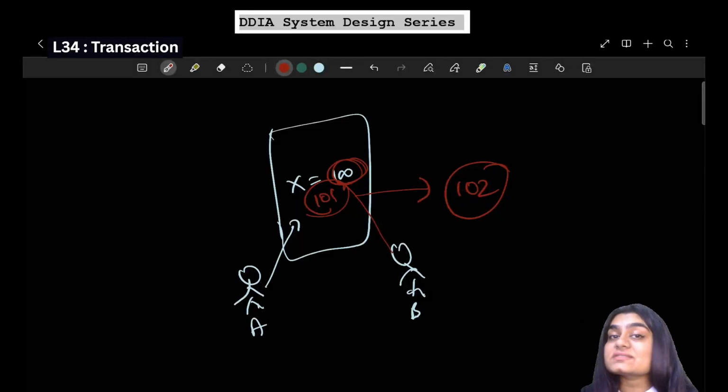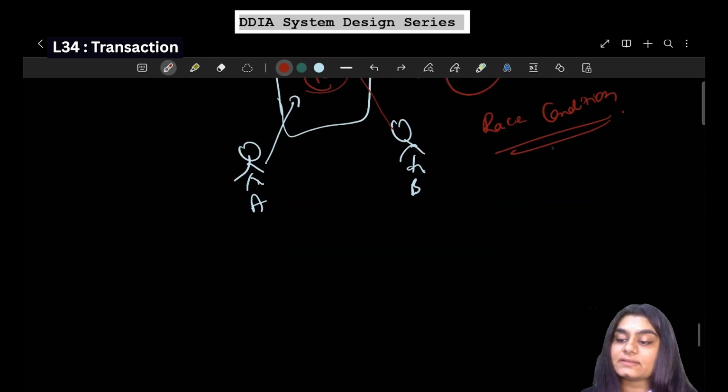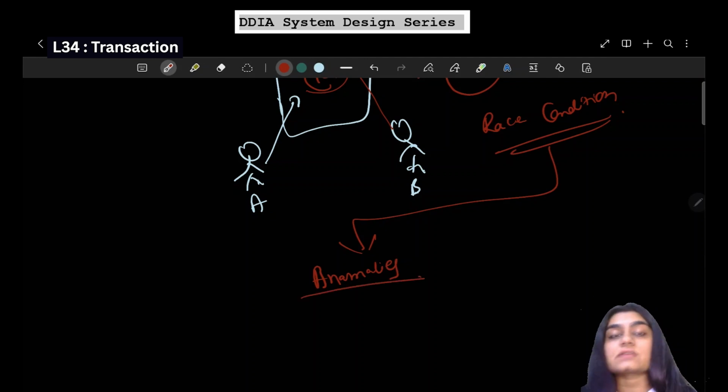But this lost update occurs because the operations interleaved without proper isolation. With adequate isolation, for example using locks on the value of x, the second transaction would have to wait or be aborted to prevent the race condition. Now this race condition will lead to anomalies. Let's discuss them.